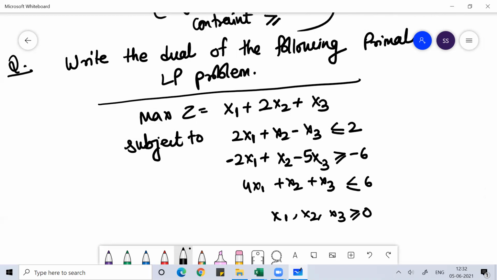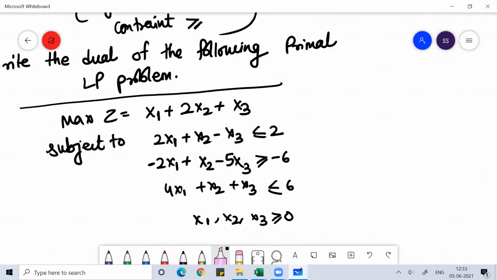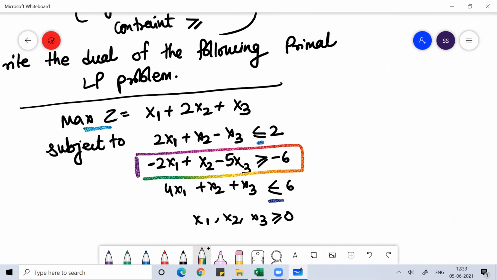Now I want to convert this problem into dual form. Although it has three variables and three constraints, I still want to show you the dual form. First of all, you need to check whether this problem is in canonical form or not. If the objective function is maximization, all your constraints should be less than or equal to. You can see one of them is greater than or equal to, so first you need to write the problem in canonical form.